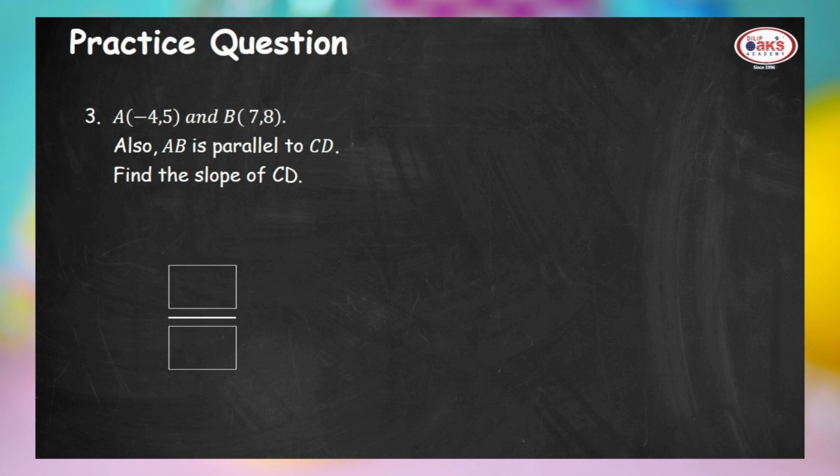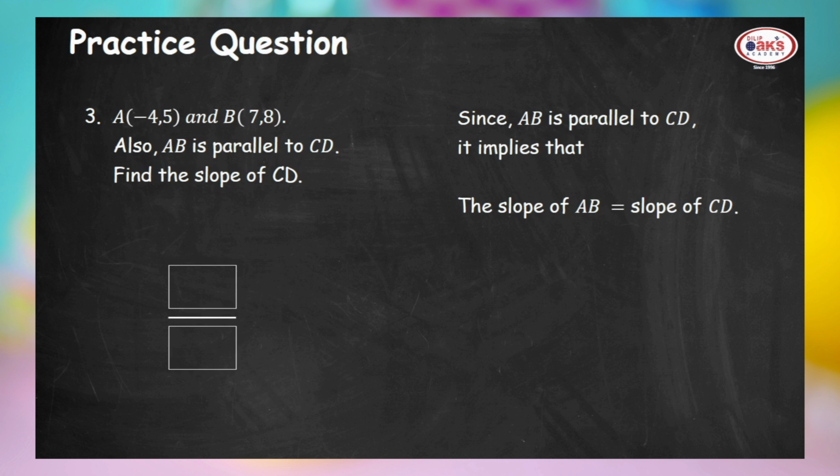So let us look at the third question, which also seems to be of numeric entry type. Now what is given is point A (-4, 5) and B (7, 8). It is also given that AB is parallel to CD and we are expected to find the slope of CD. Now what we will do first is understand that two parallel lines have the same slope. Therefore, to find the slope of CD, it is enough to find the slope of AB.